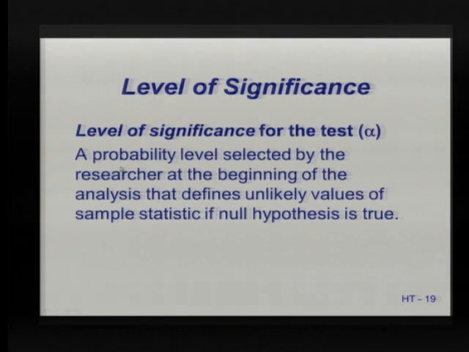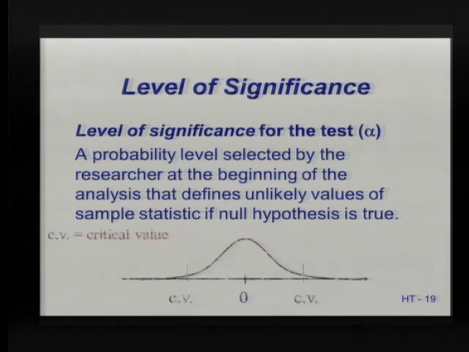It's a probability. This is by definition. It's a probability level selected by the researcher at the beginning of the analysis, and it defines an unlikely value of the sample statistic if the null hypothesis is true. What it means is, if the null hypothesis is true, when we standardize the sample proportion, 0 will be the location of the mean under the null hypothesis. Now, if you have evidence that's so far away from 0, that means the null hypothesis is not true. How far is so far?